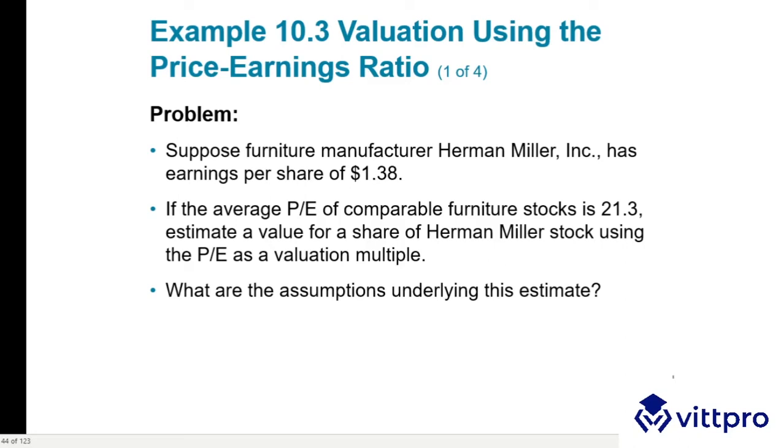So we know the PE is 21.3, we know the earnings per share is 1.38, we just need to find the price. How will the price come? Price will be the PE ratio multiplied by the earnings per share. So that will be 21.3 multiplied by 1.38, and that will become the price value of Herman Miller.